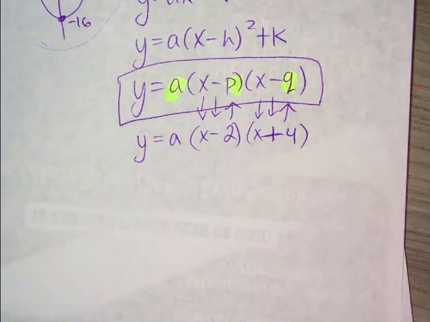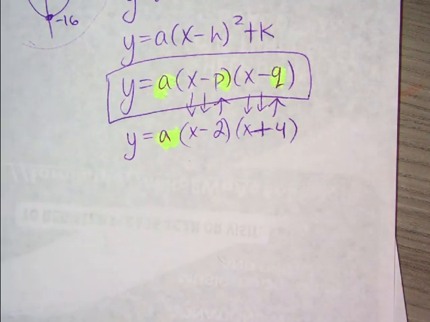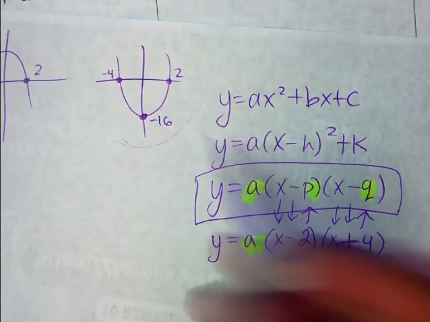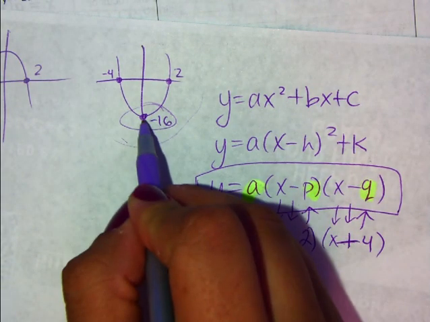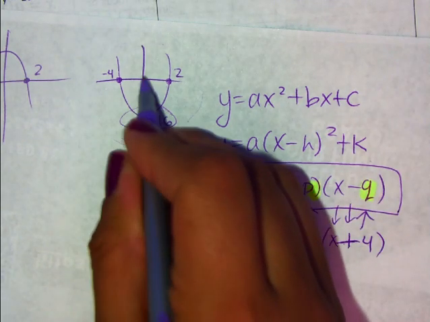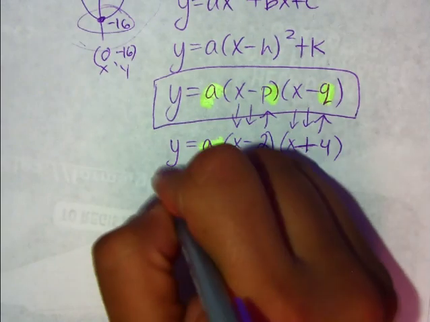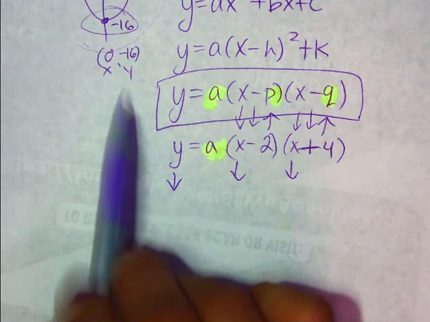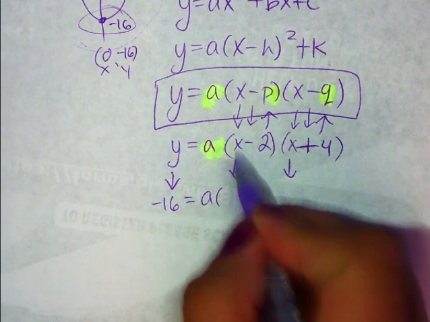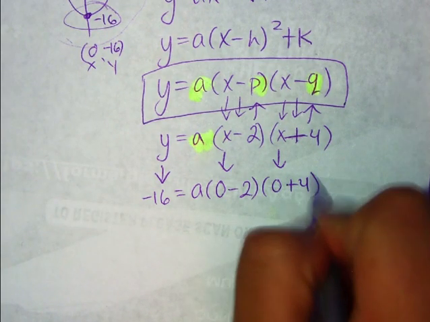We now need to calculate that letter A to finalize our answer. This A cannot be just randomly calculated by looking at it. We have to use the point that is given to you. So look at that y-intercept as a point in the form x comma y. X is 0, y is -16. So we're going to replace the y and x values from that point: y is -16, x is 0, and then this is what we have now.